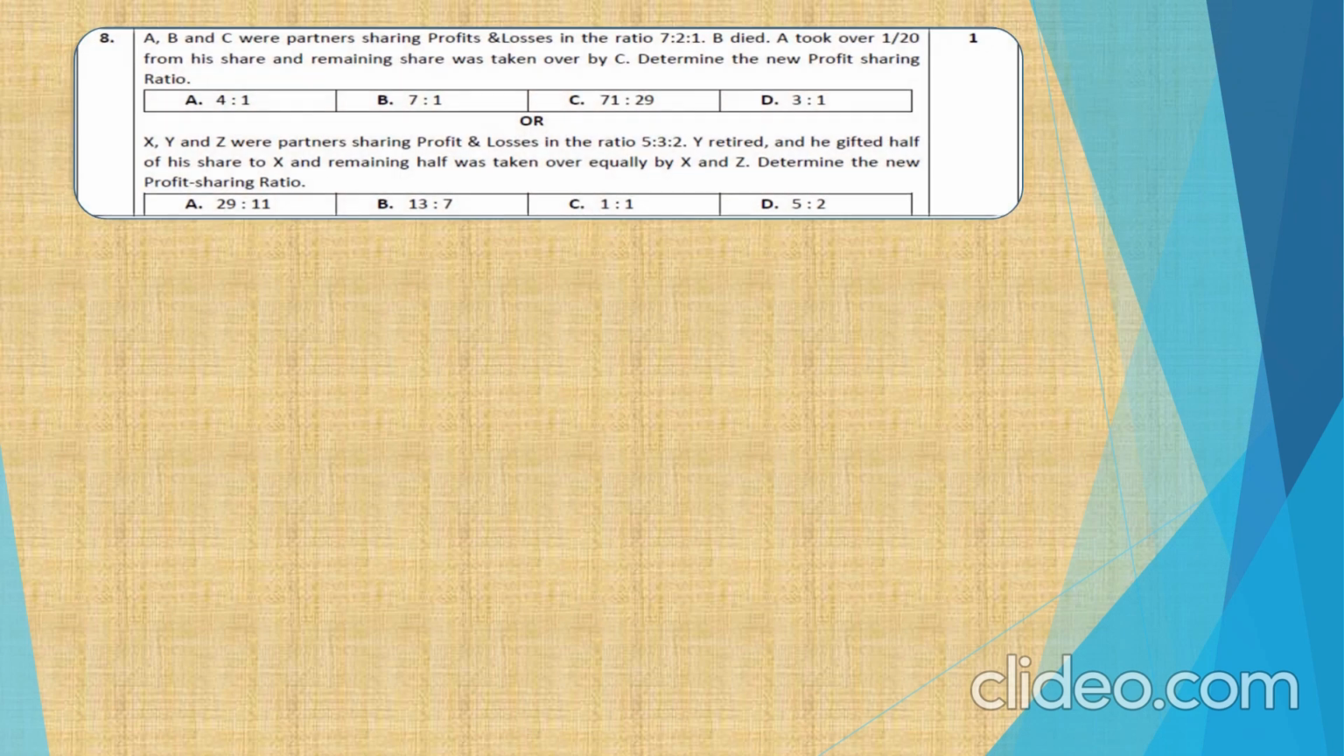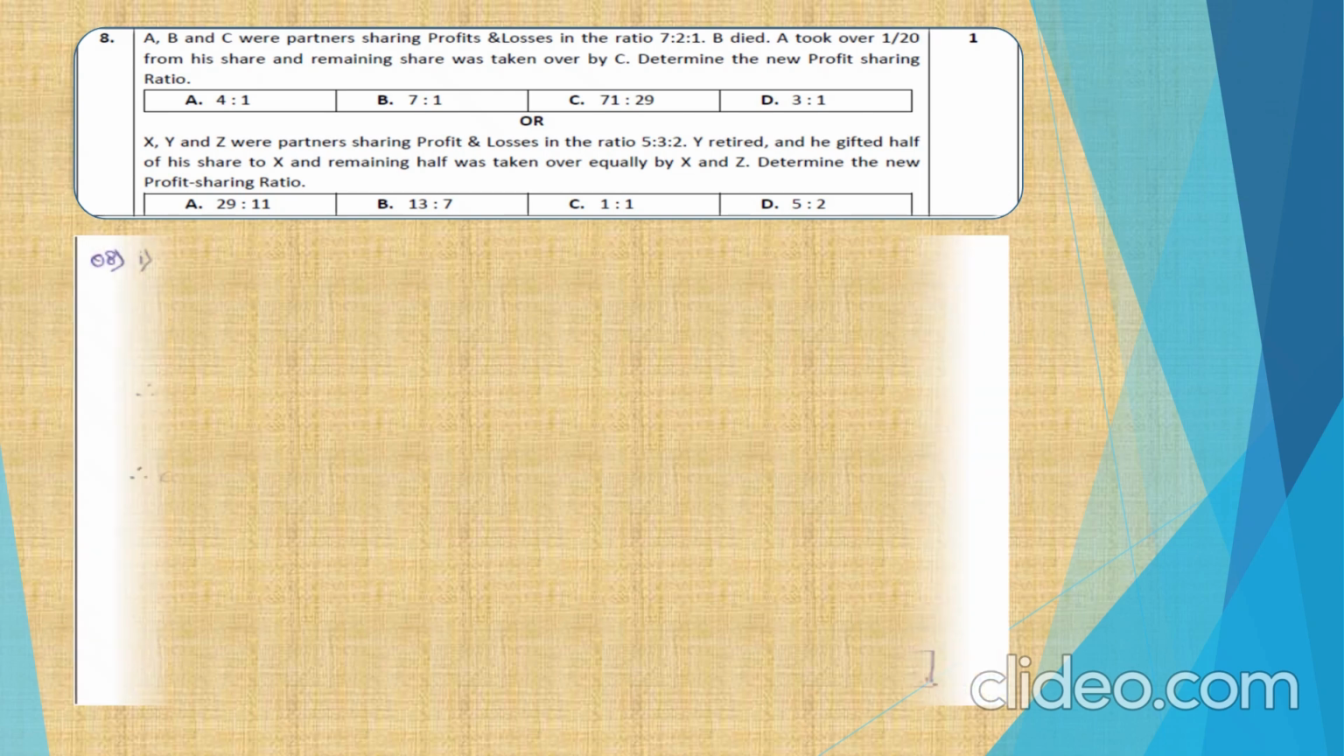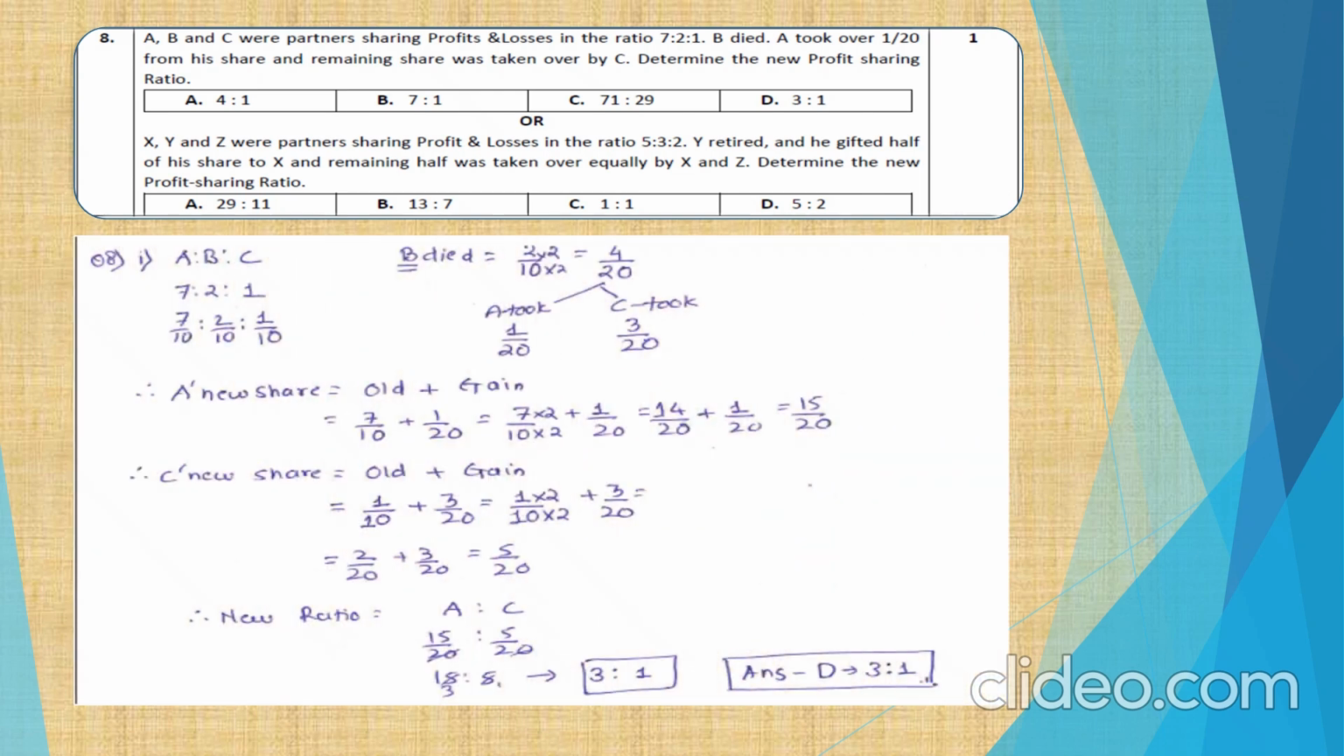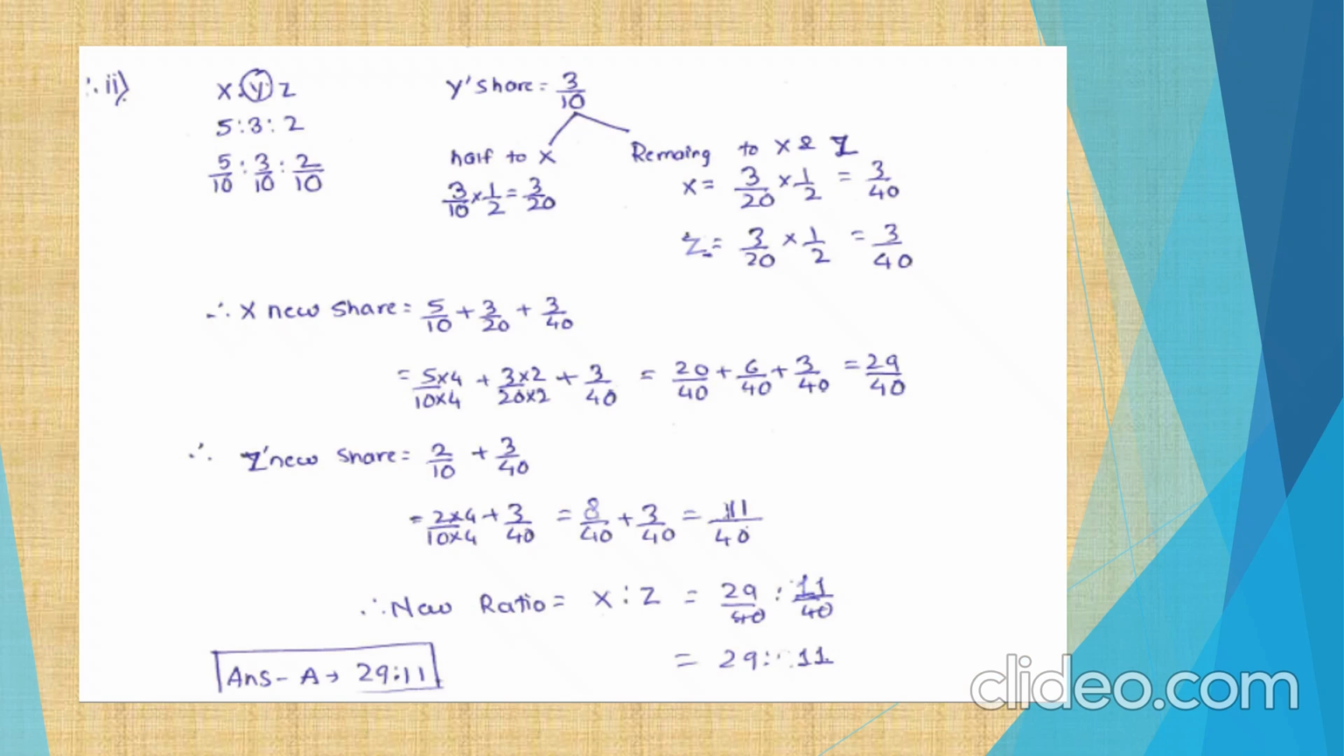And see here, X, Y, Z are partners in a firm sharing profit and losses in ratio 5 is to 3 is to 2. Y retired and he gave half of his share to X and the remaining half to both of them, X and Z, equally. So you have to determine the new profit sharing ratio. Okay. Now see, in this case, you have these three partners, in which Y has retired. Now Y's share is how much? 3 upon 10. He gave half of his share, 3 upon 10 into half, that is 3 upon 20, to X and the remaining to X and Z. So the remaining 3 upon 20, half he gave to X and half he gave to Z.